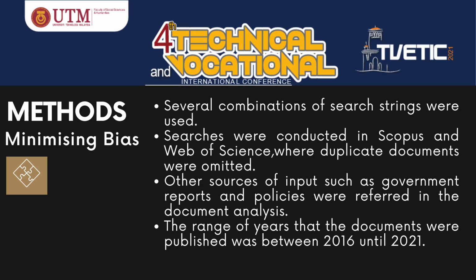In order to minimize bias, several combinations of search strings were used. The searches were conducted in both Scopus and Web of Science where duplicate documents were omitted. Other sources of input such as government reports were referred to in the document analysis. The range of years that the documents were published was between the year 2016 until 2021.